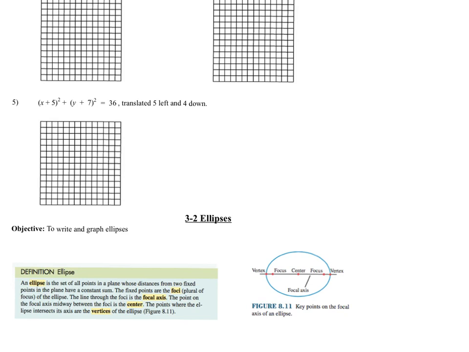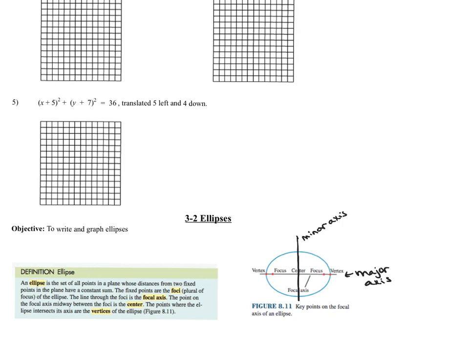And the line through the foci is called the focal axis. It's also called the major axis. So oftentimes you'll see this called the major axis. And then the axis that goes through the center here is called the minor axis.